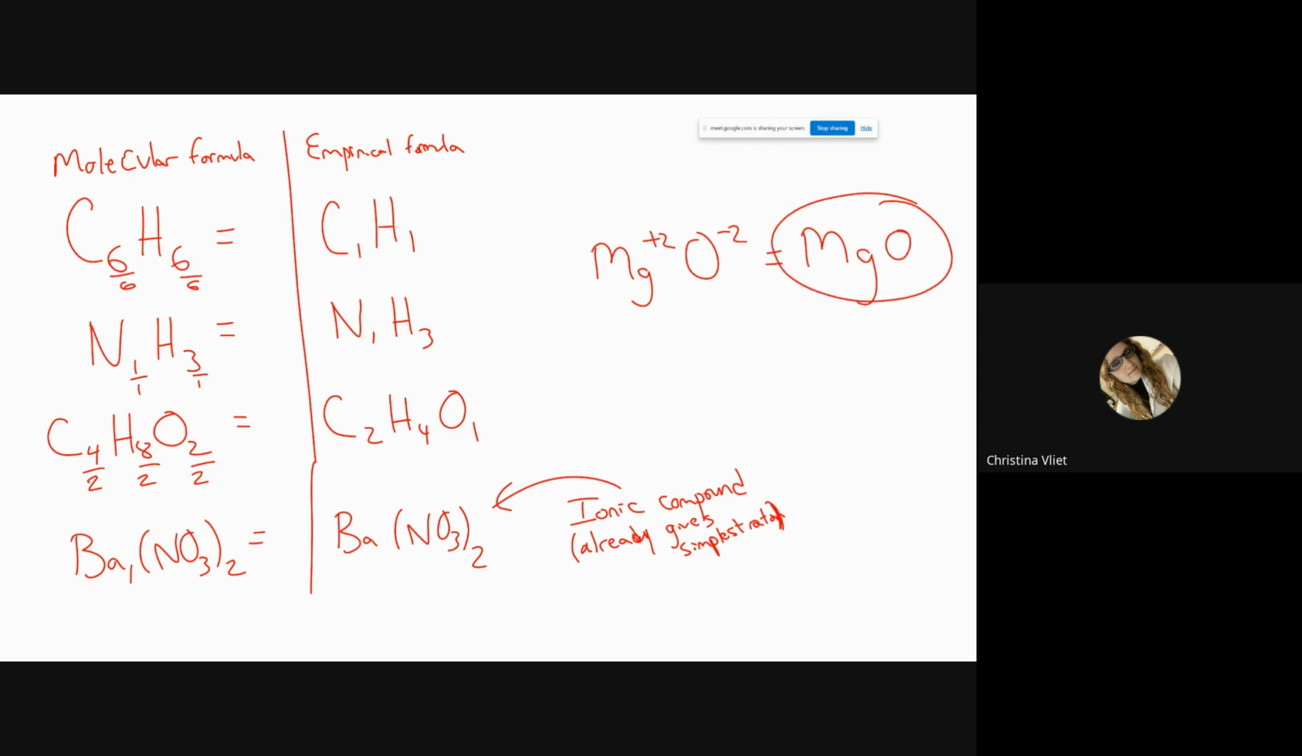When you have an ionic compound, the empirical and the molecular formula are the same. It's only for covalent compounds that they can be different, because covalent compounds can be much larger. All of your organic molecules, all of your biochemicals, like all the large molecules, are covalent, not ionic, just FYI. All right, so moving forward.